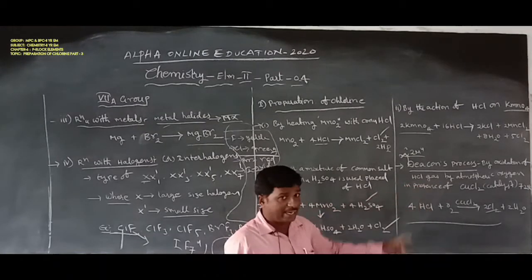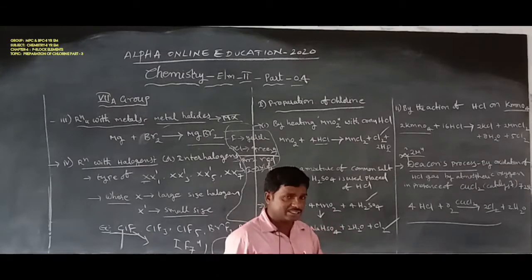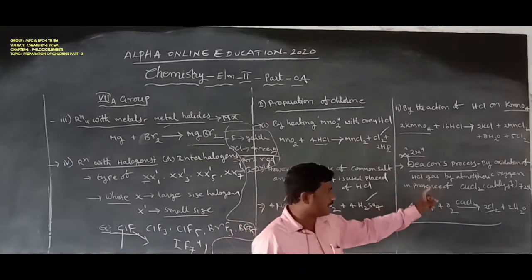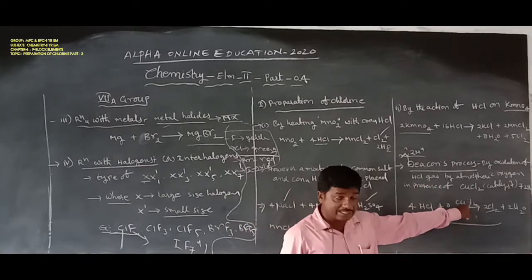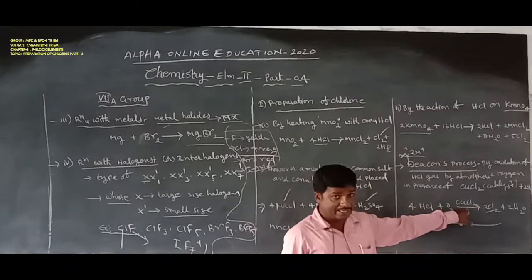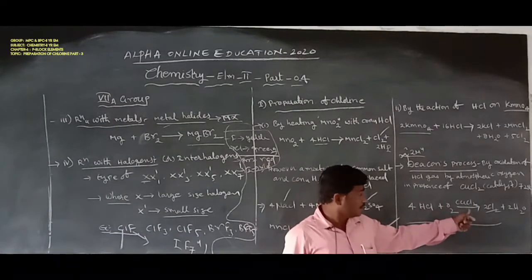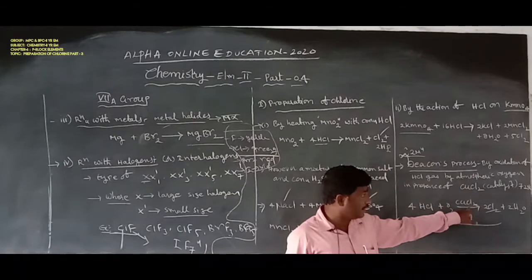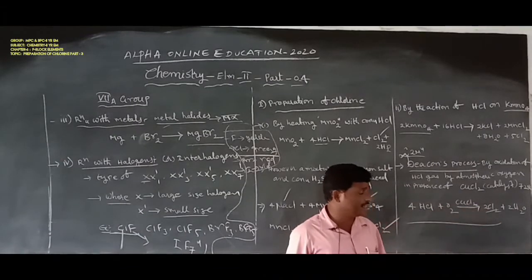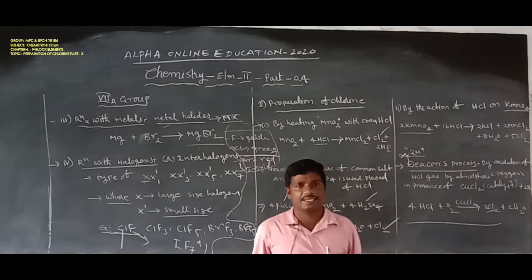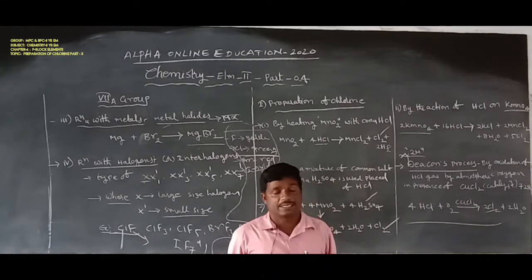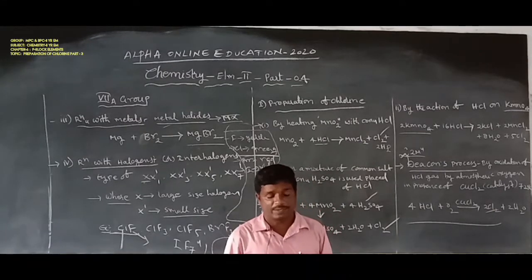By the atmospheric oxygen, in the presence of cuprous chloride, which acts as a catalyst, the rate of reaction increases. Then chlorine is formed. That is also known as the Deacon process. That is the preparation by the Deacon process.